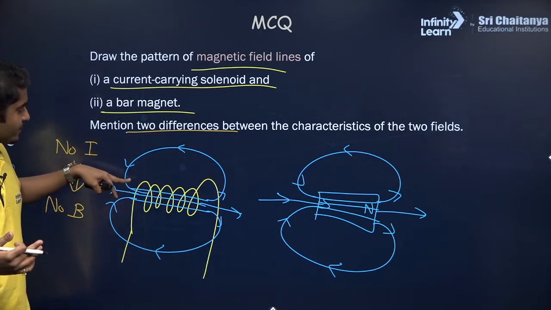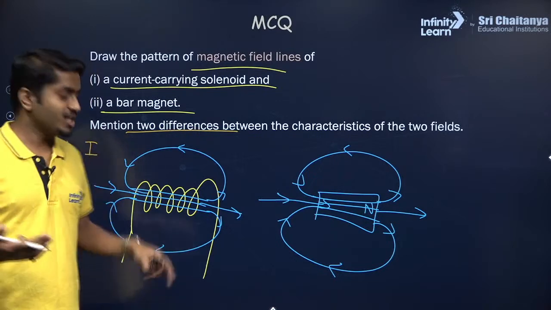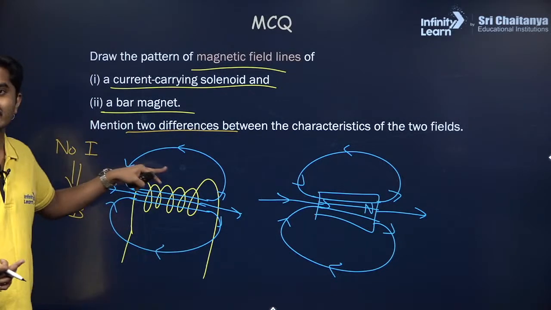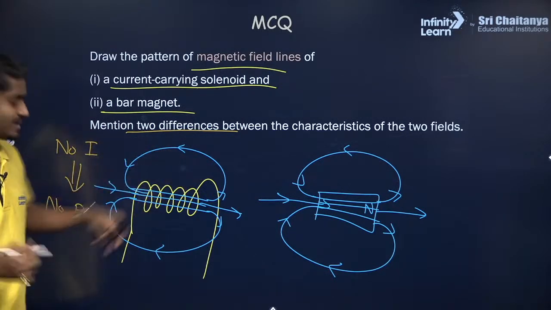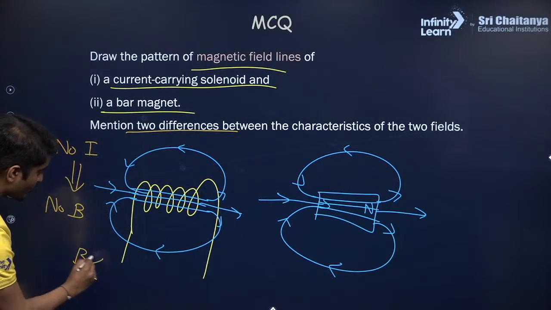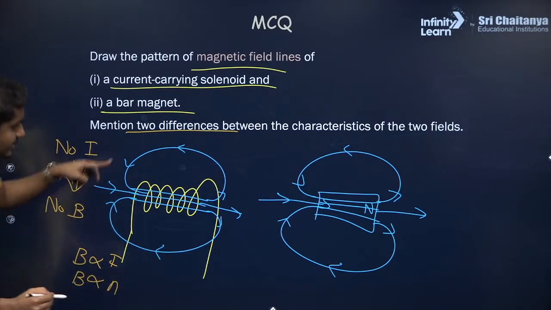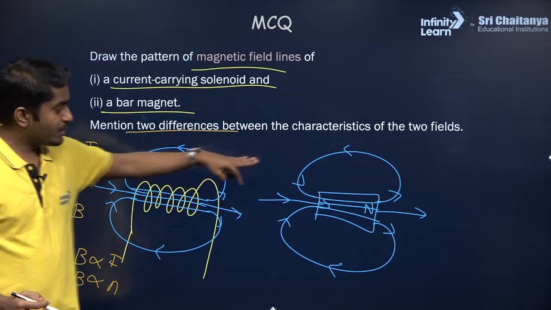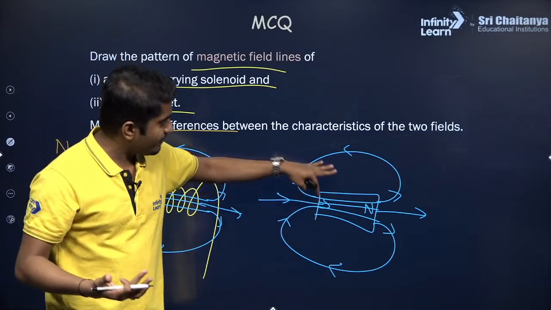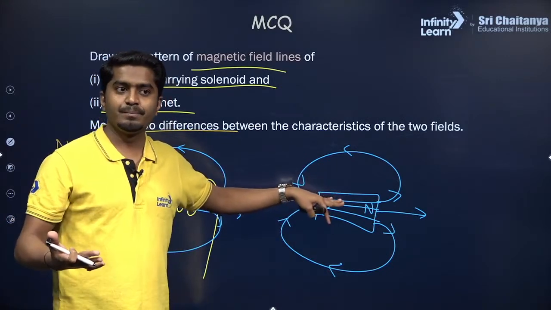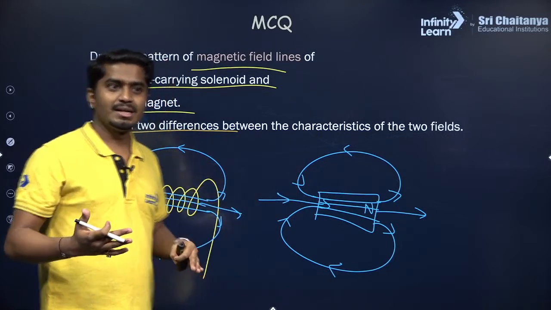Second difference, the strength of the magnetic field you can change. How can you change it? For this, increase the current. When you increase the current, the magnetic field will increase. So the magnetic field is proportional to the current and proportional to the number of turns, the number of loops. But for the bar magnet, the magnetic field you cannot change. Whatever magnetic field is available, you can have only that. You cannot increase, you cannot decrease.